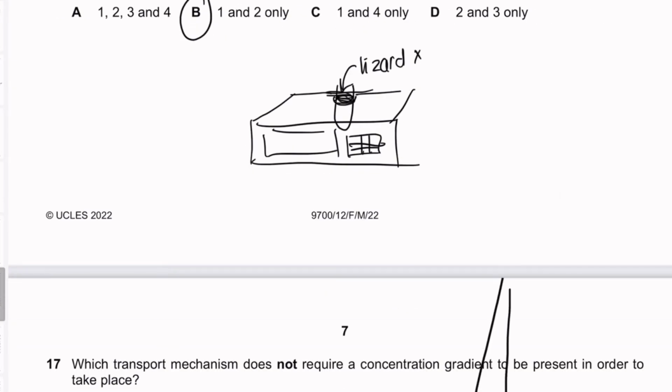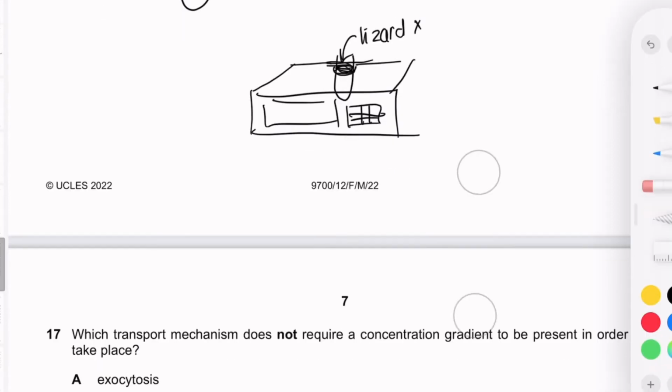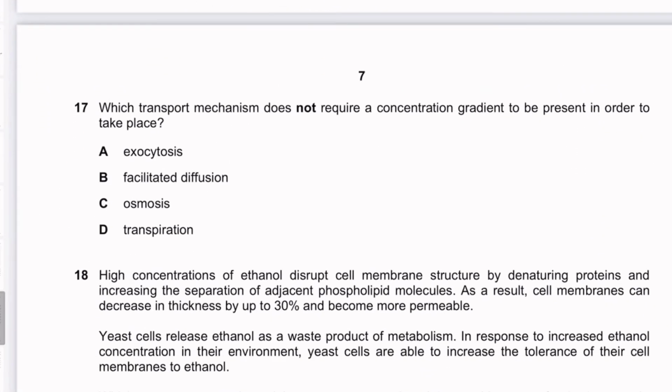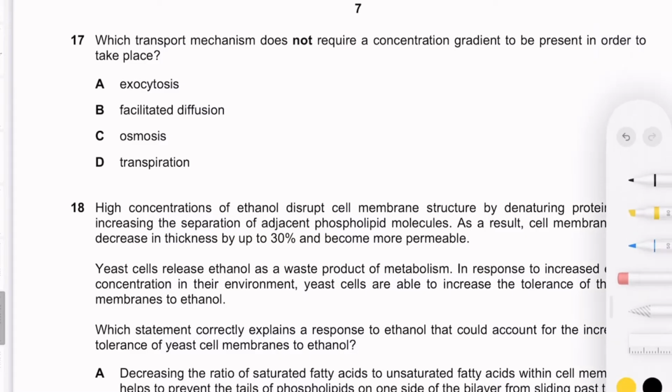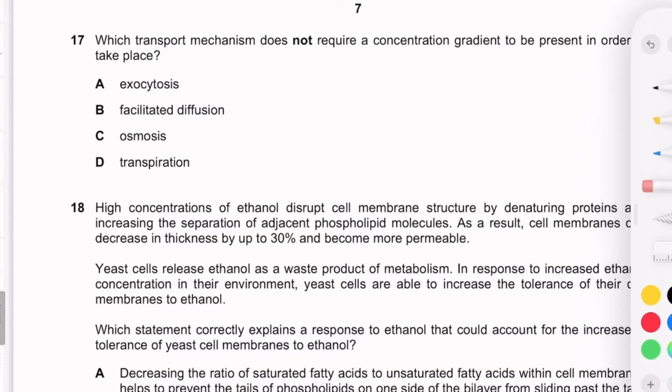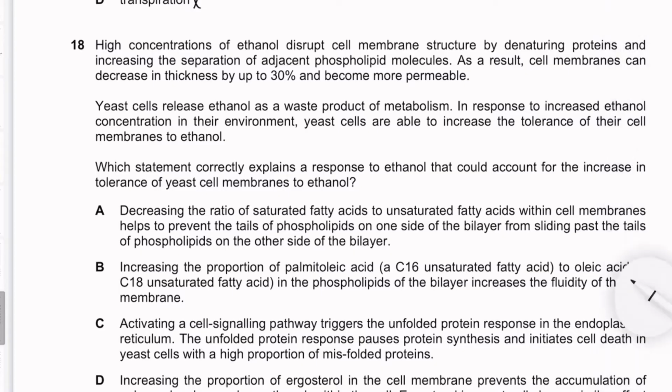Now, which transport mechanism does not require a concentration gradient to be present in order to take place? Okay, facilitated diffusion and osmosis and transpiration all require a concentration gradient to be present. However, exocytosis does not.